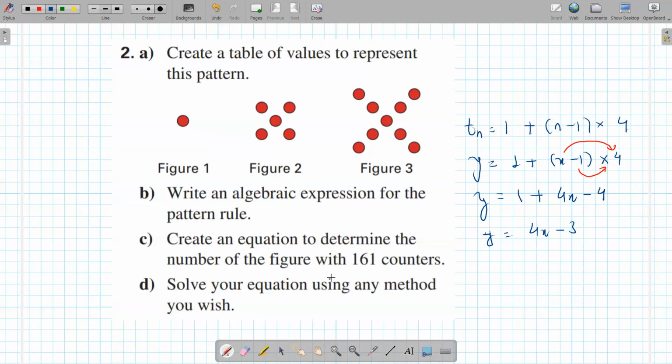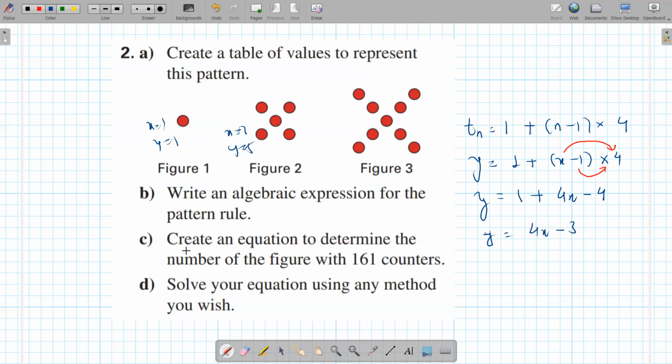The x is like the amount of things in the figure. No, x is the figure number. Oh, okay. What is y? The amount? Yeah. So okay. x here is 1, y here is 1. x here is 2, y here is 5, okay?